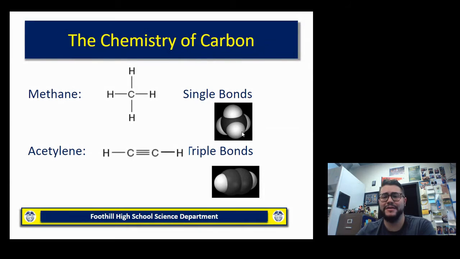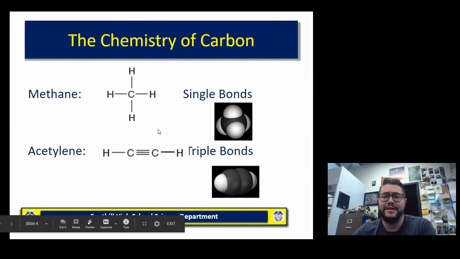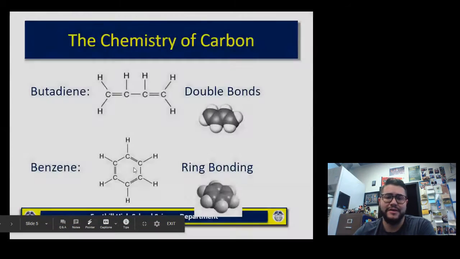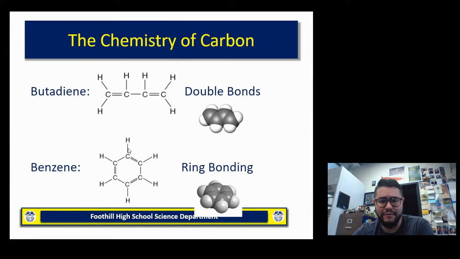You can see just a couple examples here. 4 single bonds here. Here's a triple bond and a single bond. Something you'll notice is every single time carbon makes 4 different bonds. Same here with this ring formation. You can see this carbon makes 1, 2, 3, 4 bonds, and so on.